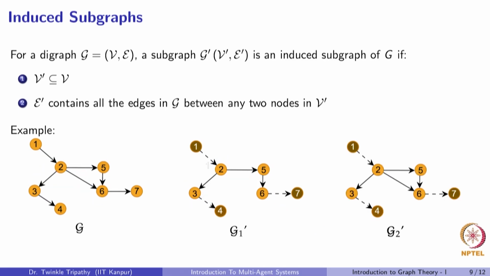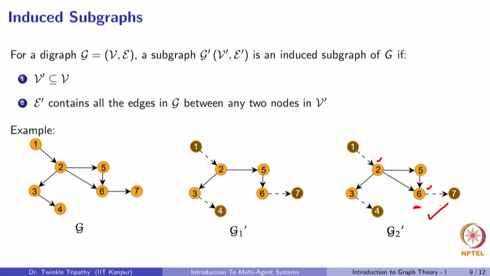However, when we look at this network, if we check it, we will see that for any two vertices that we pick from here, whatever the corresponding edges in G are, all of those edges are here in G prime. This in fact is a valid induced subgraph.